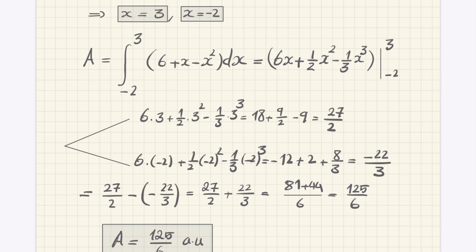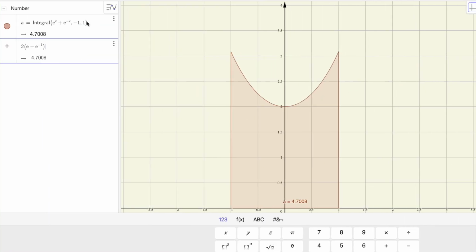So let me see what GeoGebra actually predicts here. Let me get rid of that. And then what is my function here? Okay, in principle you can draw the graph, which is 6 plus x minus x to the 2, yes?